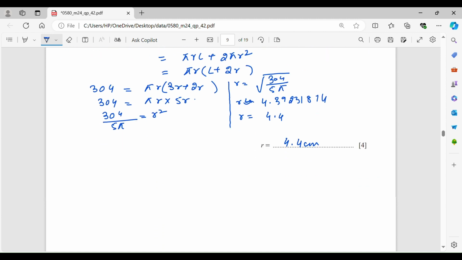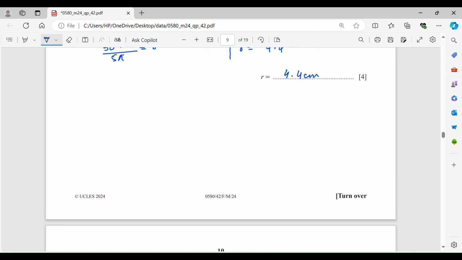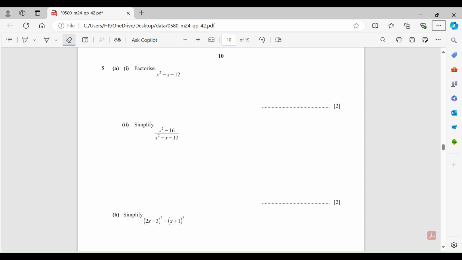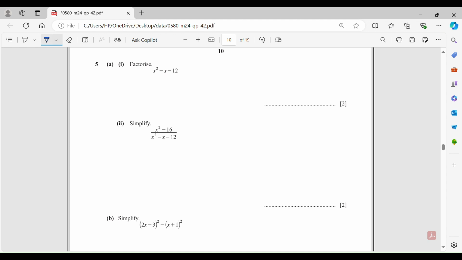Next question. Next question number 5. Factorize this. For this we will see the sum as -1 and the product as -12. So we will take -4 and 3: -4 into 3 is equal to -12, and -4 plus 3 is equal to -1.